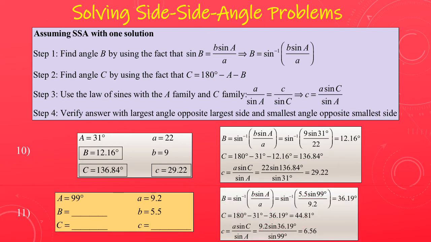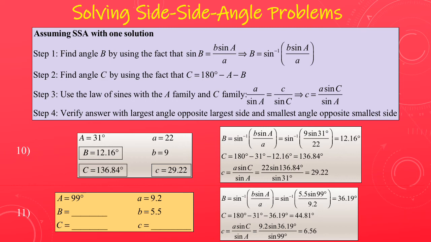11 is a repeat of problem 5, where A is 99 degrees, little a is 9.2, and little b is 5.5. Again, angle B is inverse sine of b sine of A over a, or the inverse sine of 5.5 sine of 99 degrees over 9.2, and we get 36.19 degrees. C is therefore 180 minus 99 minus 36.19, which is 44.81 degrees. And little c is equal to a sine C over sine A, which is 9.2 sine of 44.81 degrees over the sine of 99 degrees, which is 6.56.